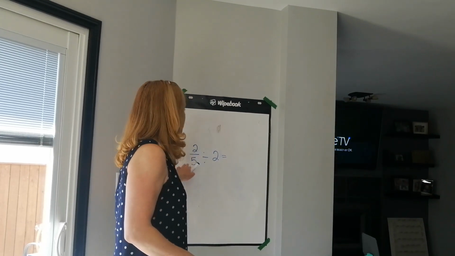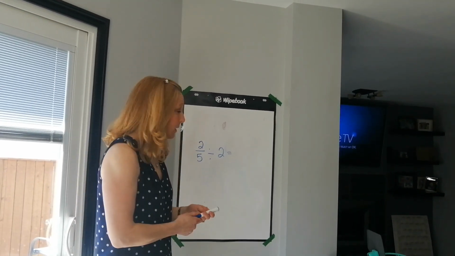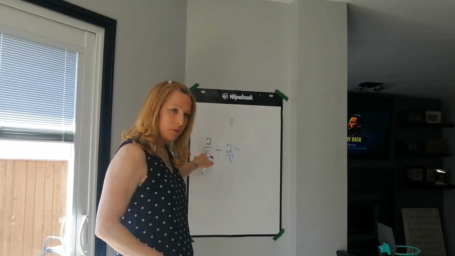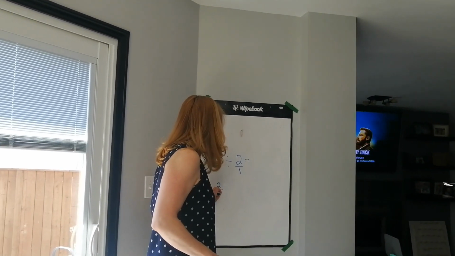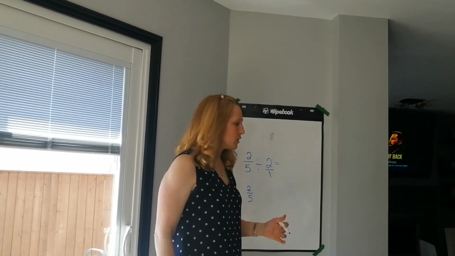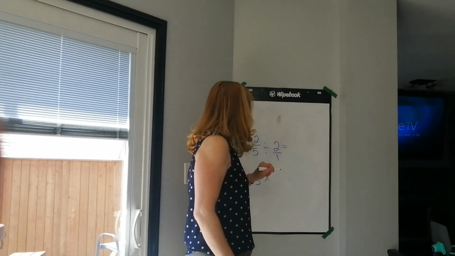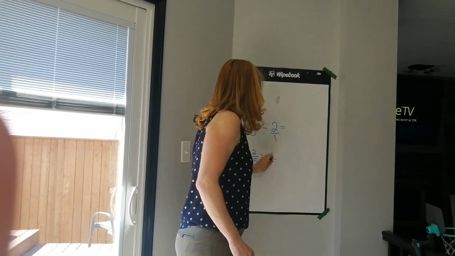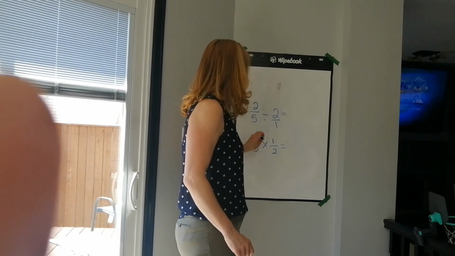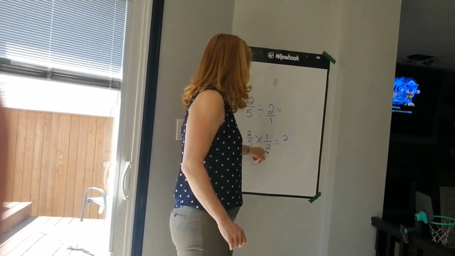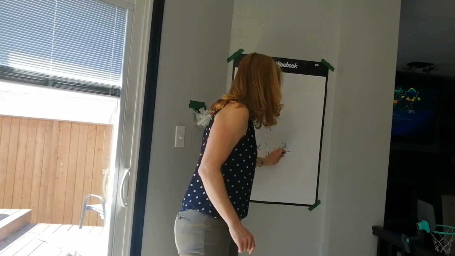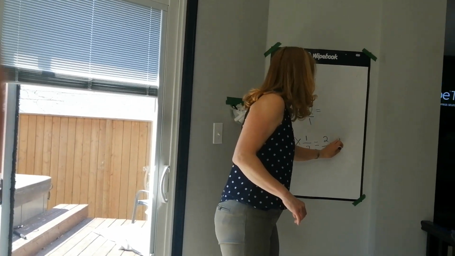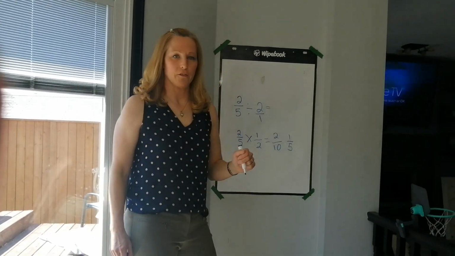Second question, 2/5 divided by 2. Well, first off, let's remember that 2 is 2/1. So I'm going to keep 2/5 the same. I'm going to switch the sign from division to multiplication, and then I'm going to flip my fraction, and I'm going to turn it into 1/2. 2 times 1 is 2. 5 times 2 is 10, so I've got 2/10. Put that in lowest terms is 1/5.